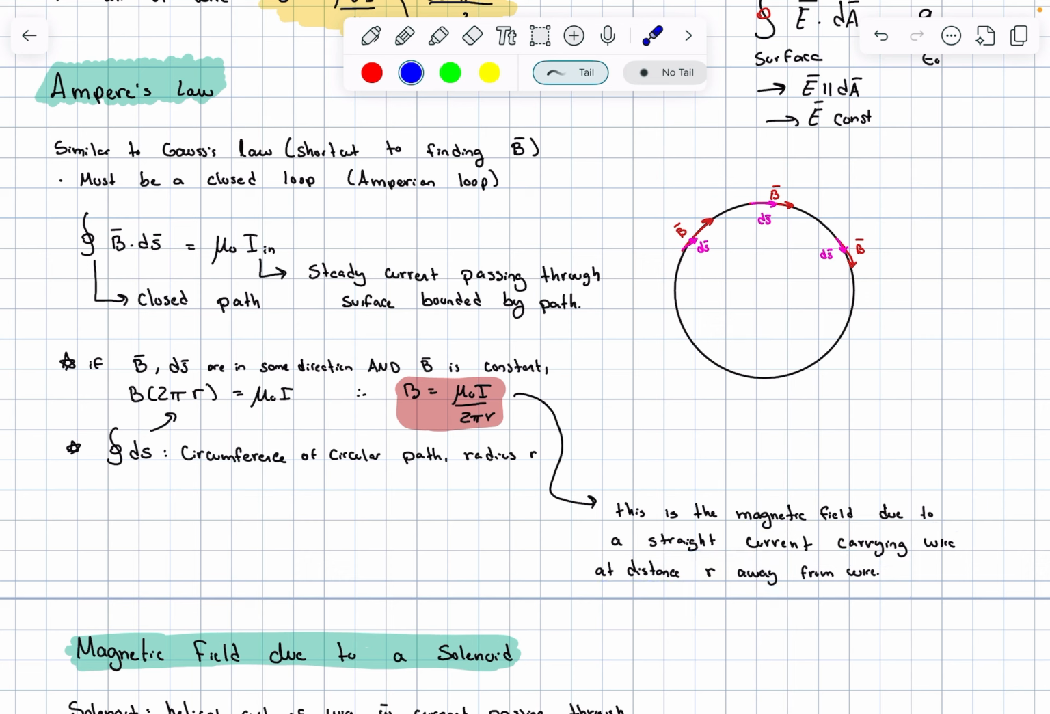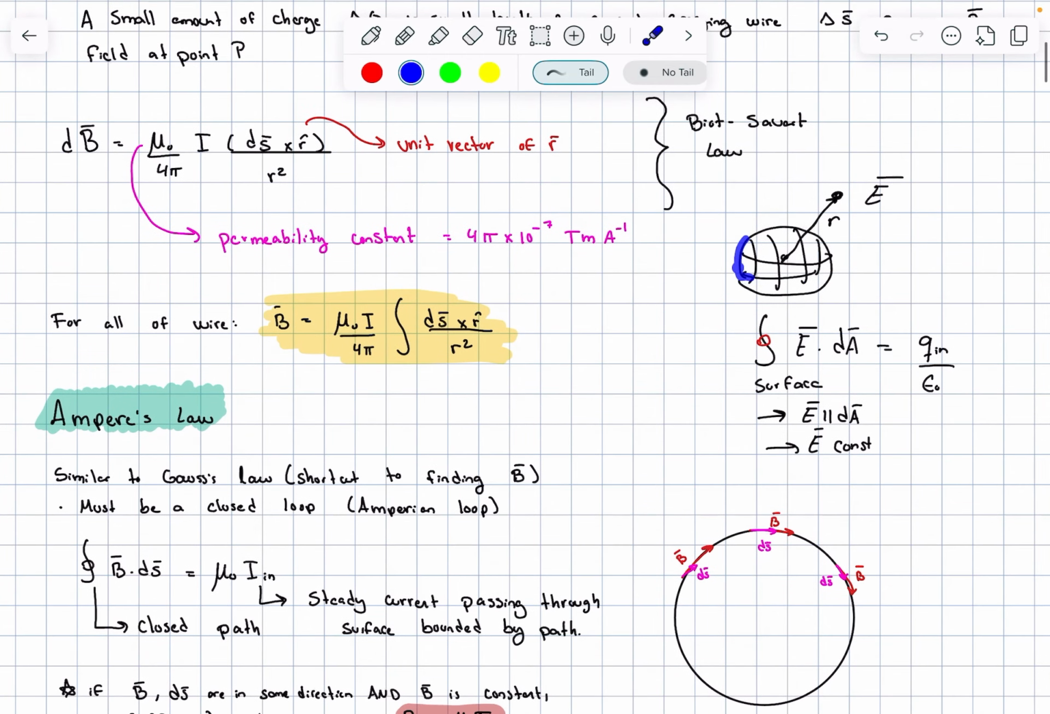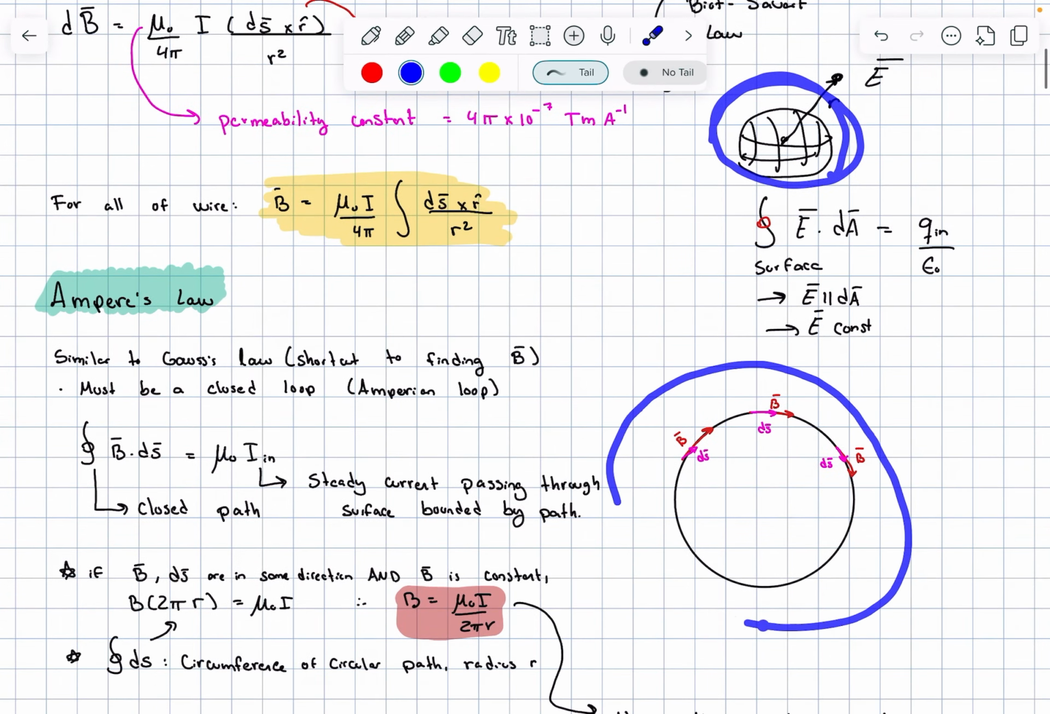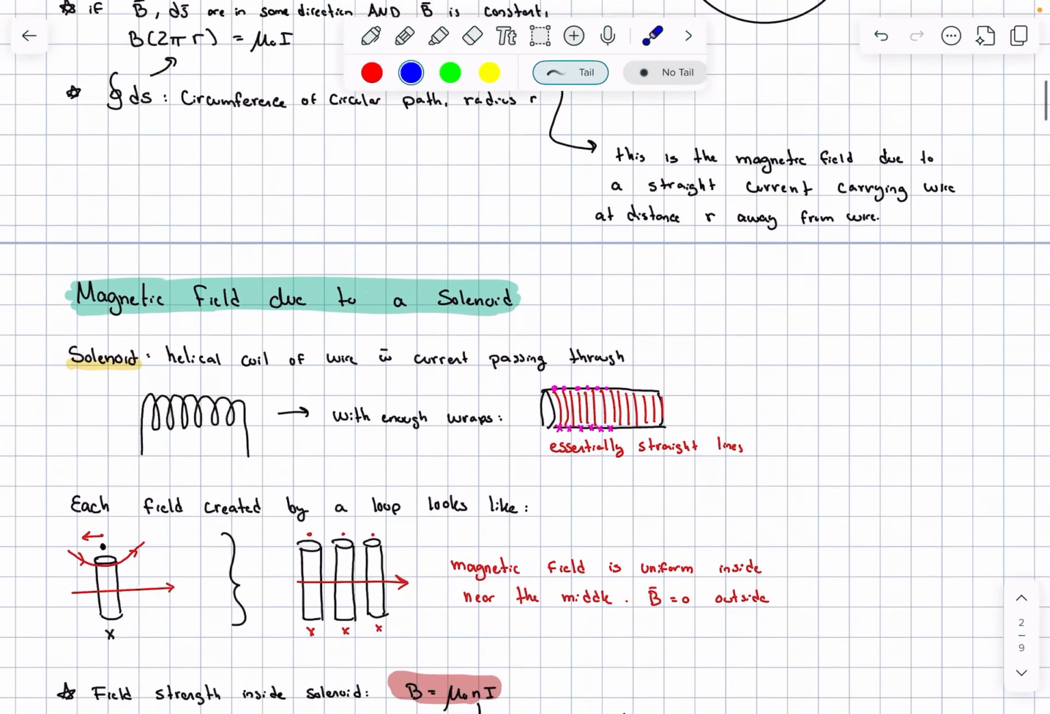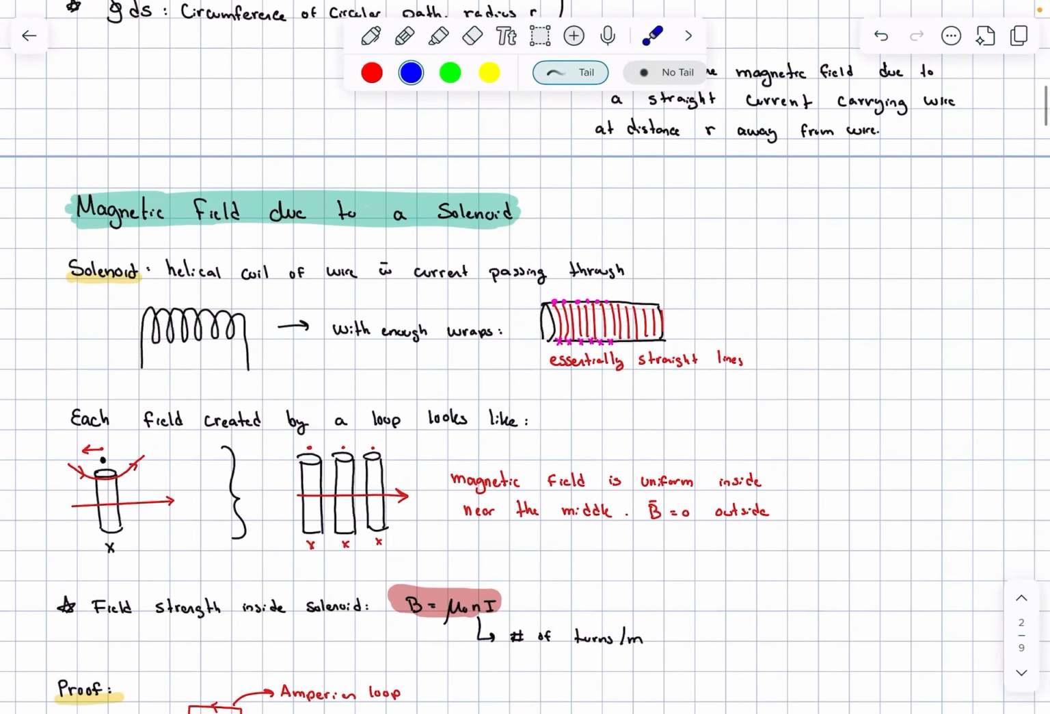So this is the magnetic field due to a straight current carrying wire at a distance r away from the wire. So it's like, what is the magnetic field down here? What is the magnetic field here? The same thing that we had before, where instead of having this closed surface, we just have a closed loop. So very, very similar. The next thing we can talk about is called the solenoid.